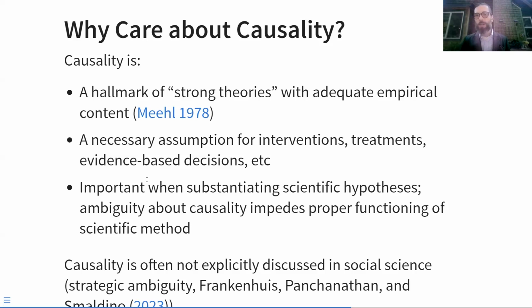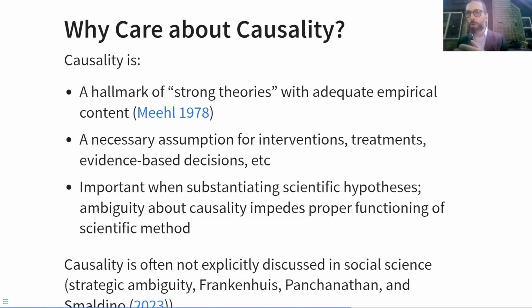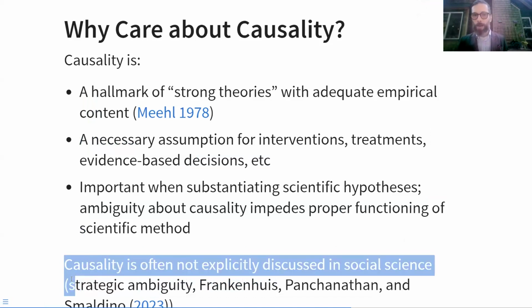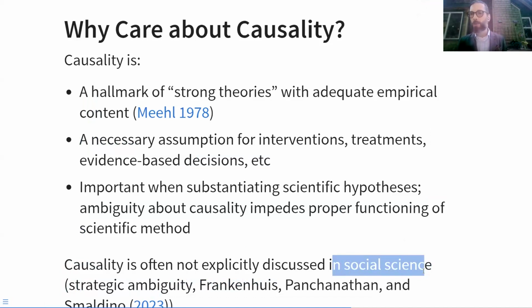It's also important when substantiating scientific hypotheses, and if authors are ambiguous about their causal assumptions, it becomes harder to do scientific research because they might overinterpret a correlational finding as causational, or the opposite. They might believe that a finding is causal, but downplay it because they didn't conduct an experiment. So this has been called strategic ambiguity, namely that causality is often not explicitly discussed. And this is especially a problem in social science, but I'm sure that in different intervention studies that are not experimental, people also make causal assumptions and they might not always be forthcoming about it.